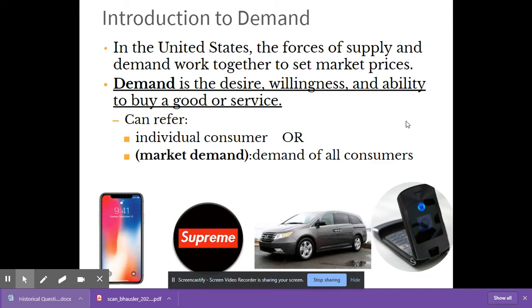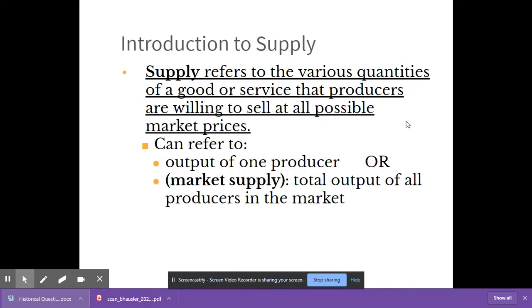Moving on, the opposite, we have supply, which we can look at through the producer perspective, which refers to the various quantities of a good or service that producers are willing to sell at all possible market prices. The supply and demand will end up making our graph, with demand being a negative slope, sometimes linear, sometimes in a parabola-like shape, or a quadratic, and then a supply that is positive.